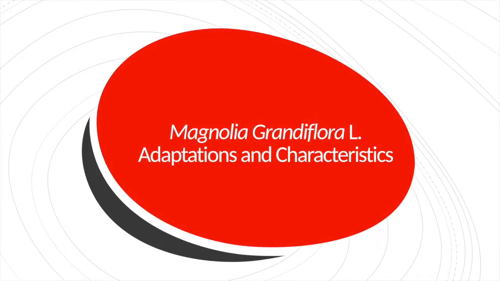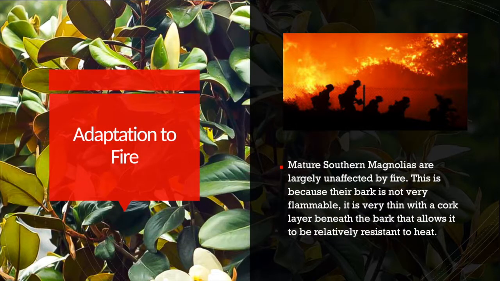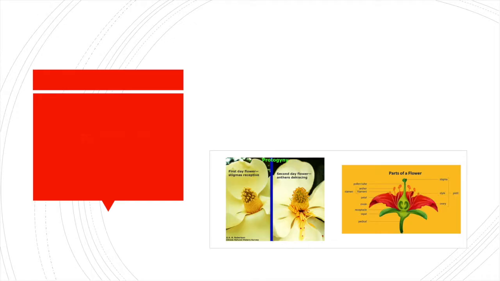Magnolia grandiflora adaptations and characteristics. Mature southern magnolias are largely unaffected by fire. This is because their bark is not very flammable, it is very thin with a cork layer beneath the bark that allows it to be relatively resistant to heat. I believe this adaptation came about because these magnolias originating from the southern United States had to adapt to their hot and fire-prone environments.